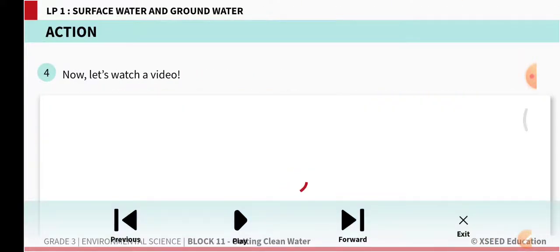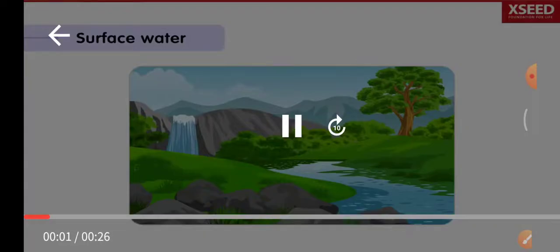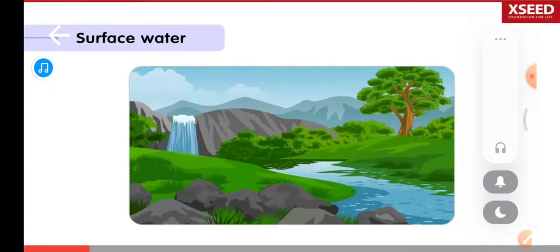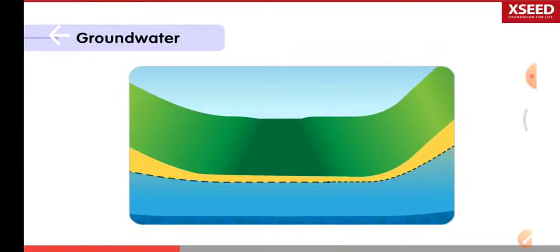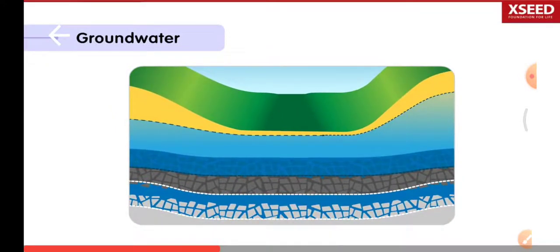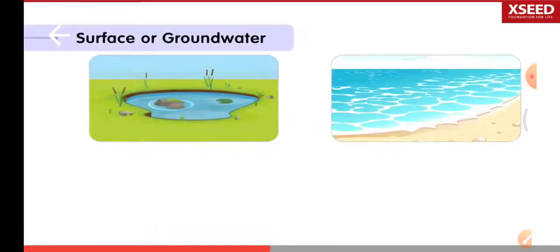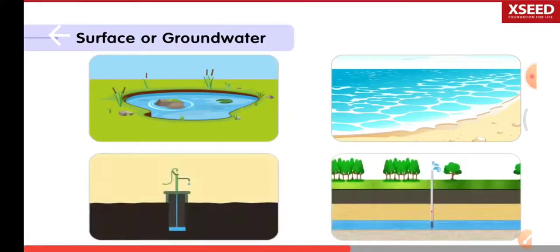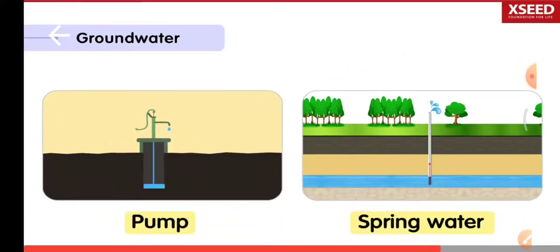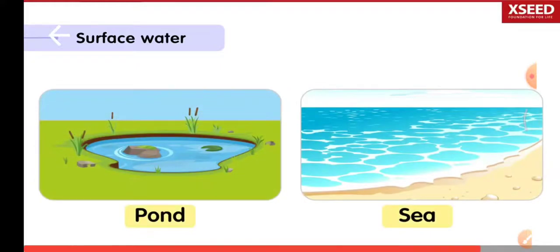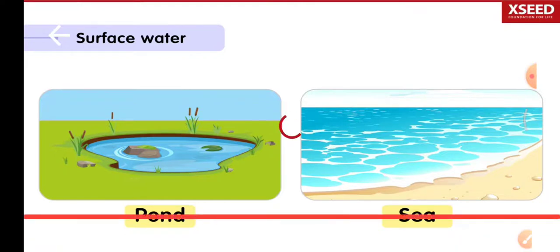Let us watch this video. Water that can be seen on the surface of Earth. Water under the soil. Let's see if these examples are of surface or ground water. Examples of ground water. Examples of surface water. Right, let's move on.